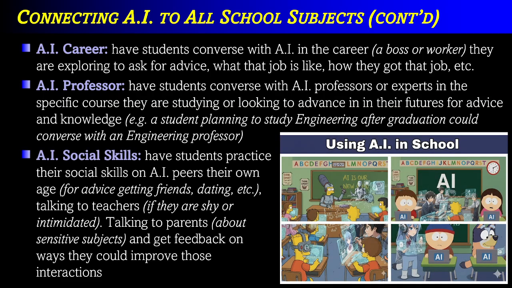And at minimum, you can have AI help students practice their social skills on AI peers their own age, for advice like making friends or dating, or talking to teachers if you're shy or intimidated, or even talking to your parents about very sensitive subjects. And that could help students get feedback on ways they could improve those interactions and maybe mitigate their mental health anxiety a little.